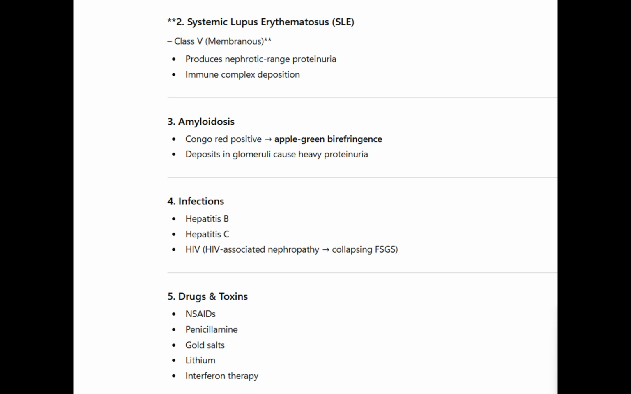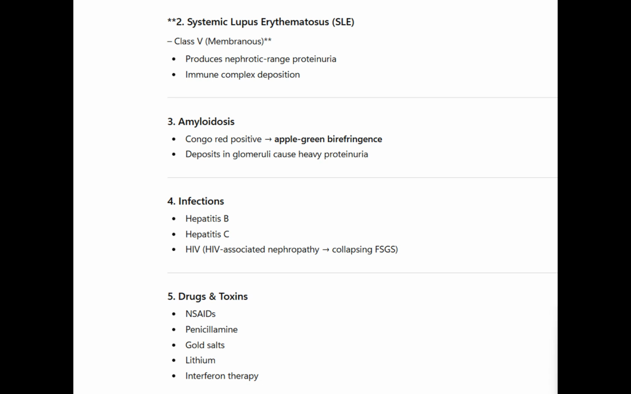Amyloidosis is another systemic disease that causes nephrotic syndrome. Amyloid proteins deposit in the glomeruli, damaging the filtration barrier. A classic finding is Congo red positivity, showing apple-green birefringence under polarized light.